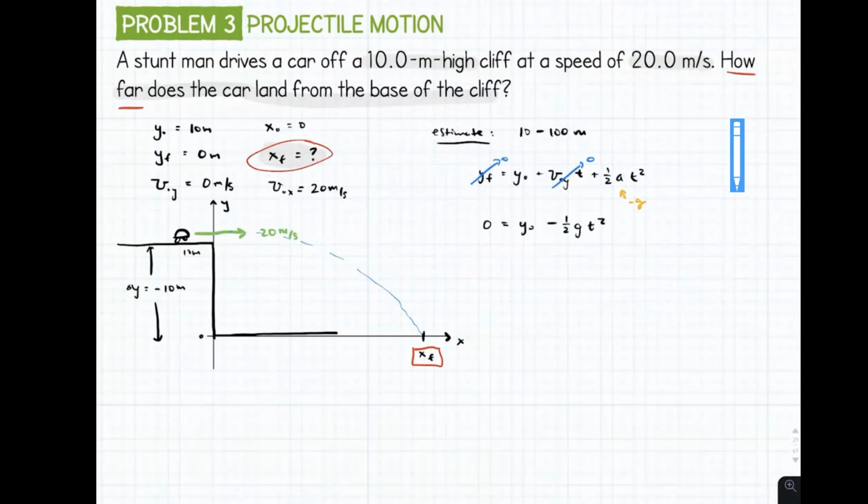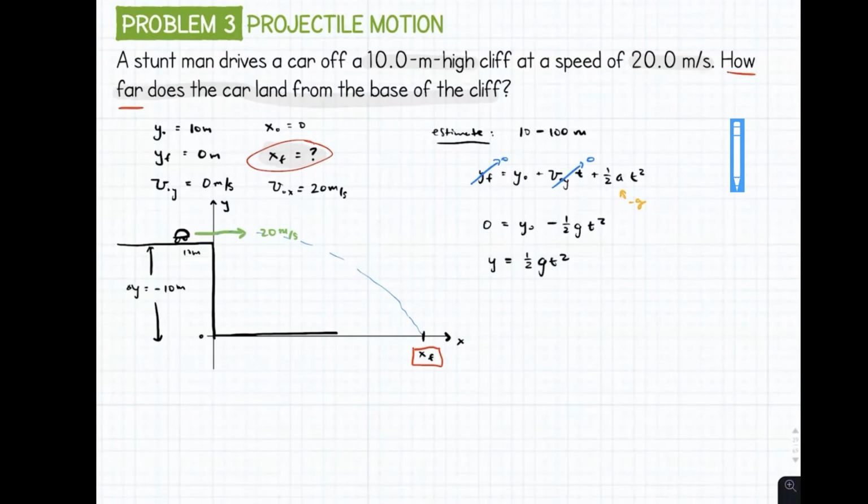Okay, so we can solve this for time. And why would we want to solve this for time? Well, first off, it's the only thing we don't have, because we know y naught is 10, and we know what g is, that's 9.8 meters per second squared. But as we were talking about before, since x and y happen independently, the only thing that connects them is time. So if we can figure out the time it takes for the car to fall 10 meters, we know how much time we have for it to travel at a constant speed of 20 meters per second to the right, okay? So we'll write this out and we'll do some algebra.